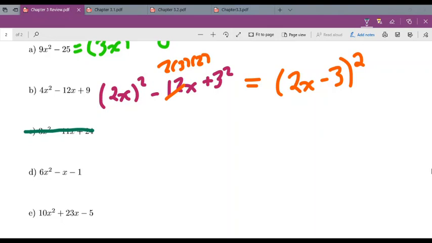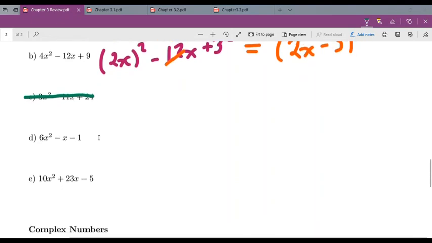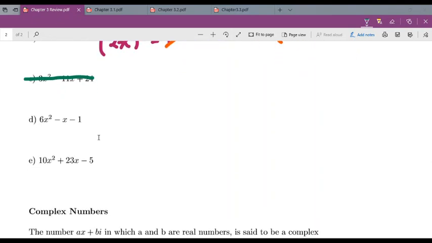Alright, so if you try to work on C, which I now have marked out, what you'll see is it doesn't factor. I think I made a typo there. Honestly, I can't remember what my initial one was that I was trying to go for to make it factor, but it doesn't factor. So we're just going to skip it for now and move on to part D. Part D is 6x squared minus x minus 1.